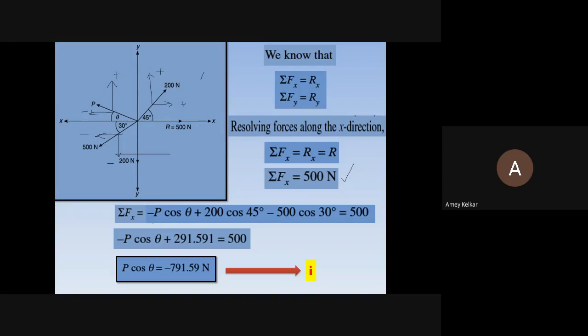With this, I get my equation 1. There might be some mathematical mistakes when you are solving. Please do it correctly. In the solution, I think the sign might be off here and there, so please check it once when you are solving. Okay, so this becomes your equation 1.